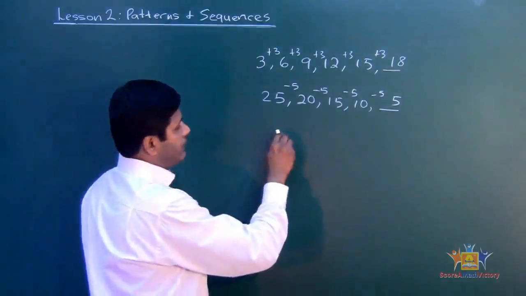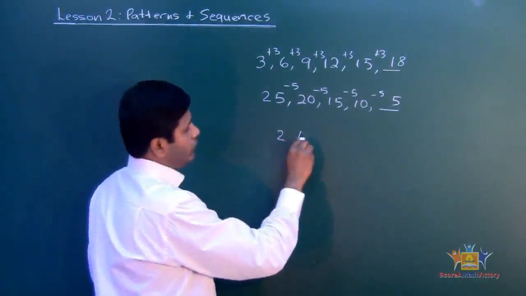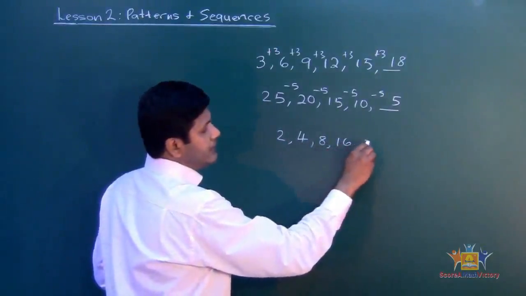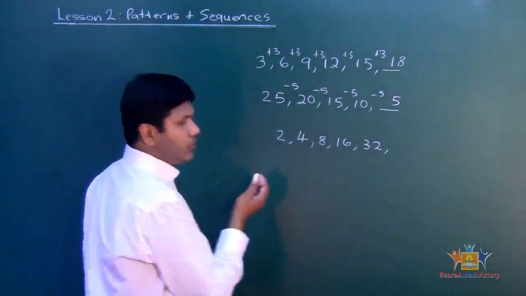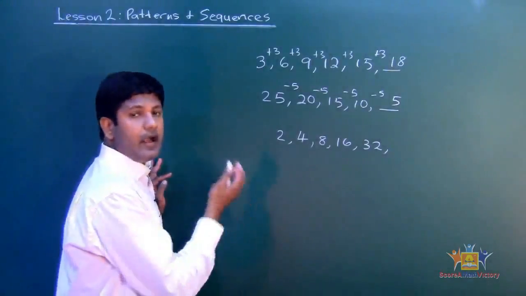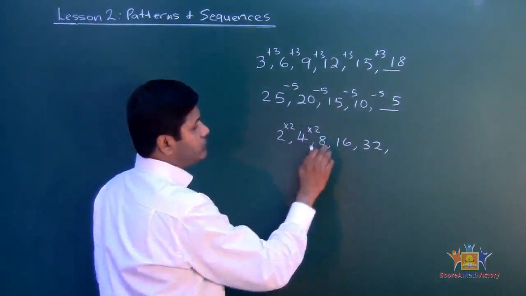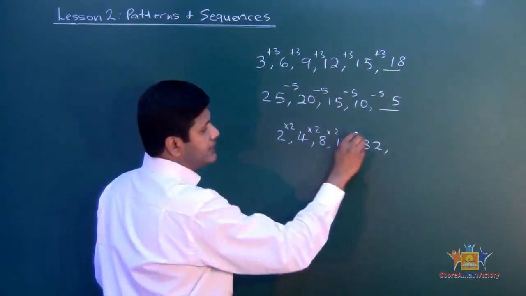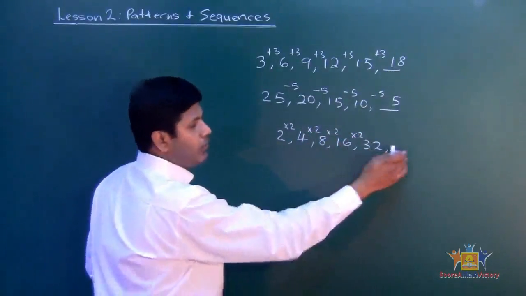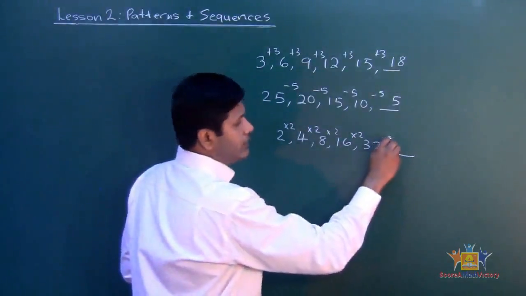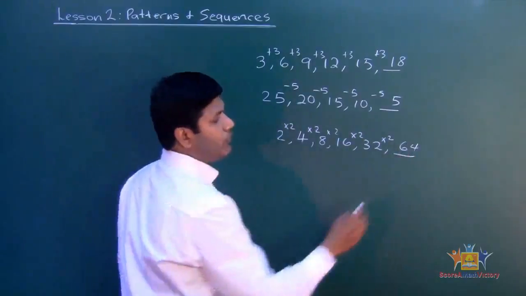Okay, let's say for example, I have 2, 4, 8, 16, 32. So what kind of pattern is that? I'm multiplying it by 2. So 2 times 2 is 4, 4 times 2 is 8, 8 times 2 is 16, 16 times 2 is 32. So what would be the next number? 32 times 2, which is 64.